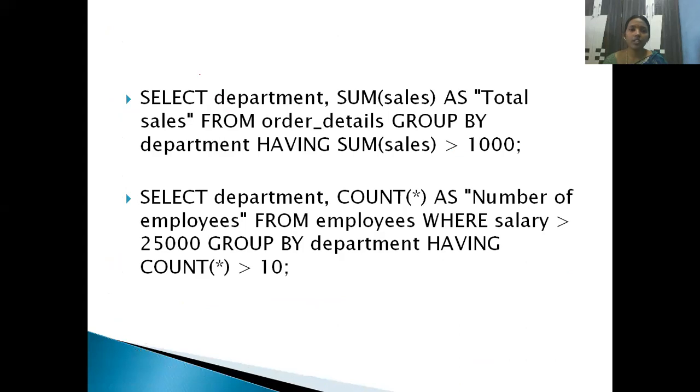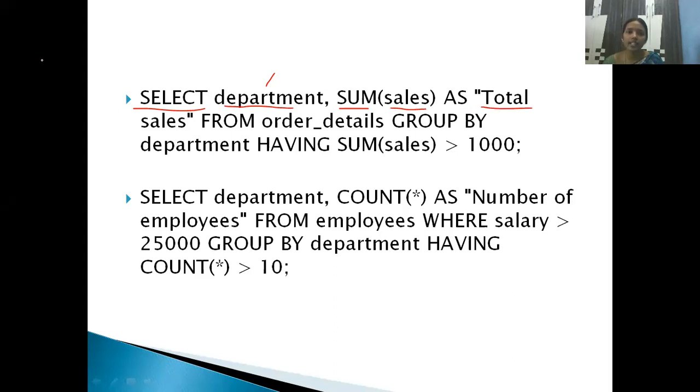Now, the first example is the select keyword. I want to select department, sum of sales. That means individual department sales I want. So I want the department column, sum of sales. After group by, you must ensure that you have the department column over there. So sum of sales as total sales.